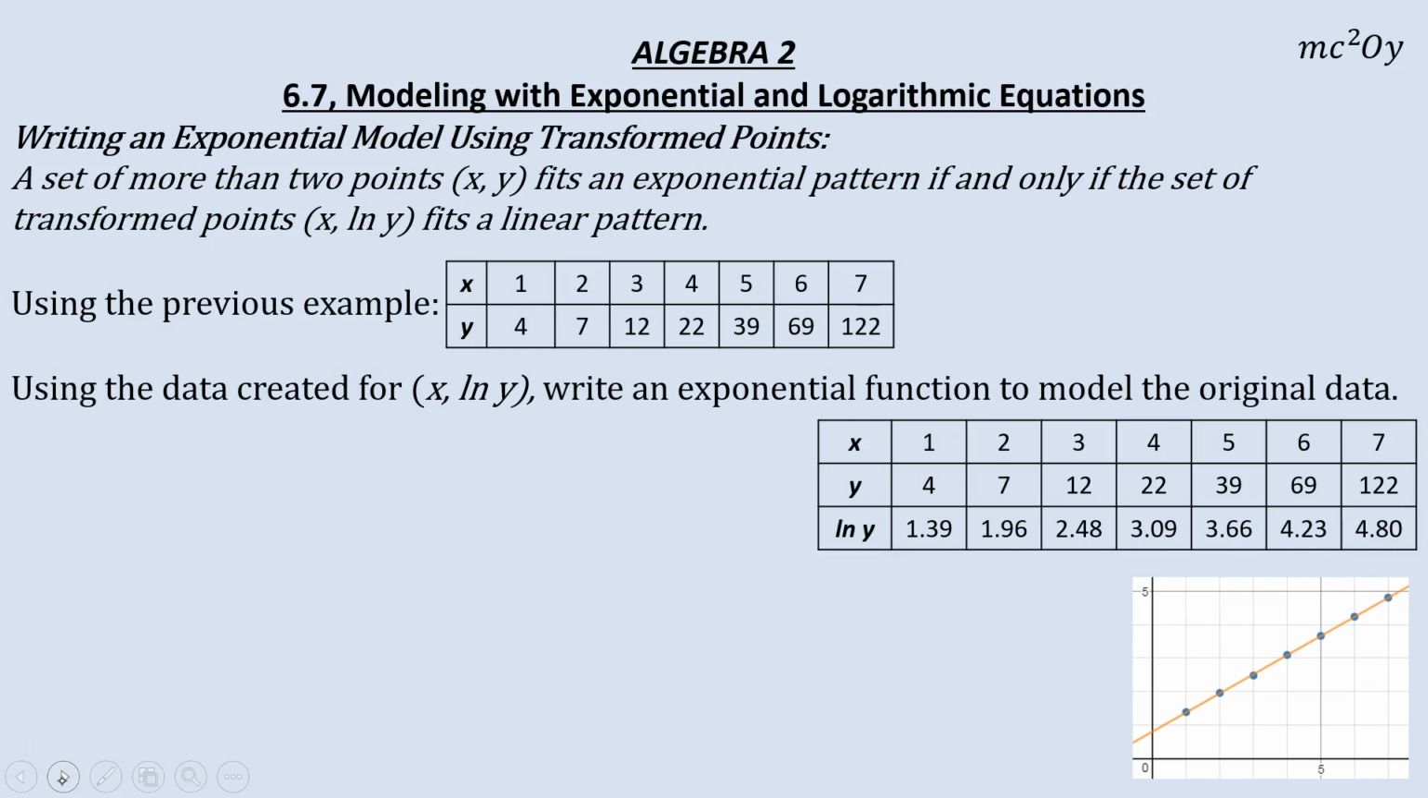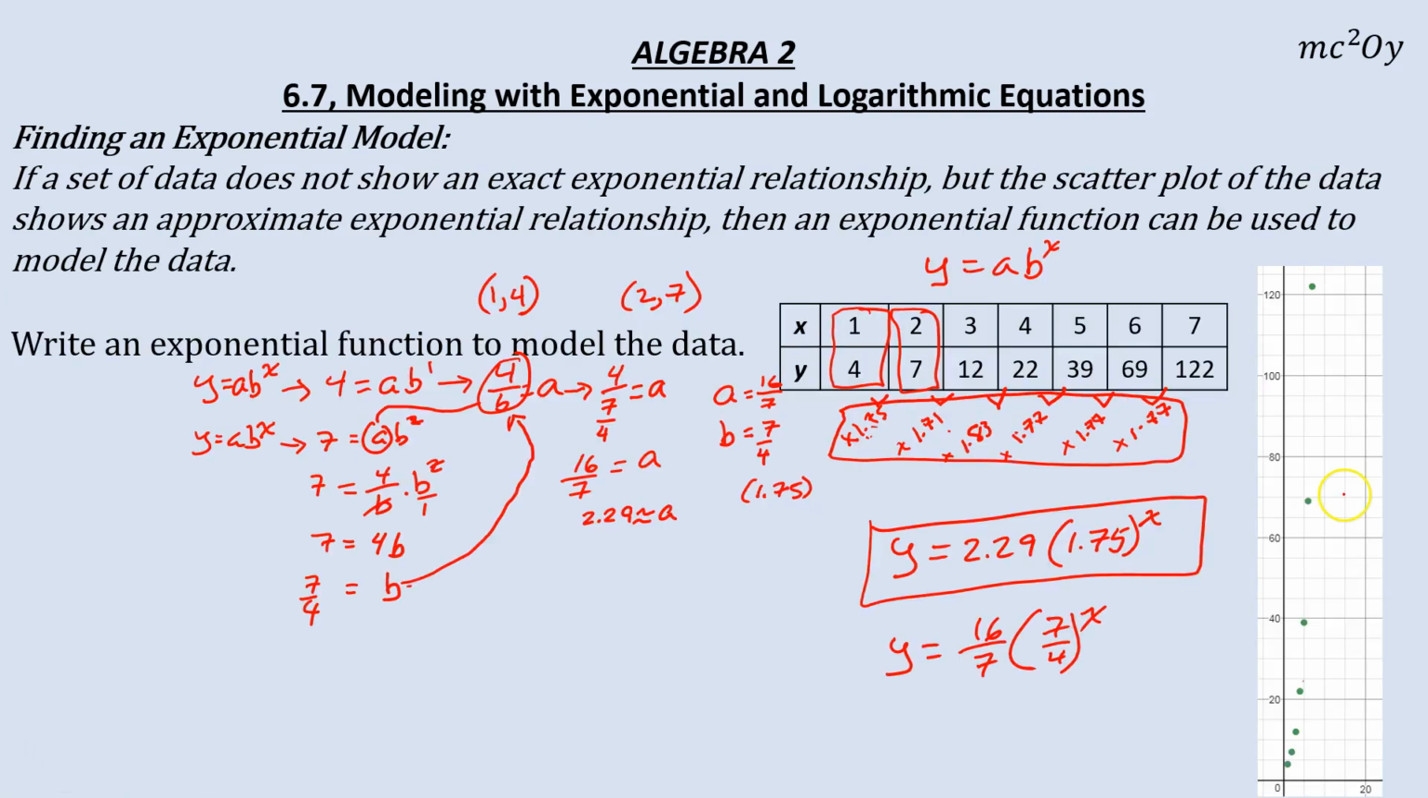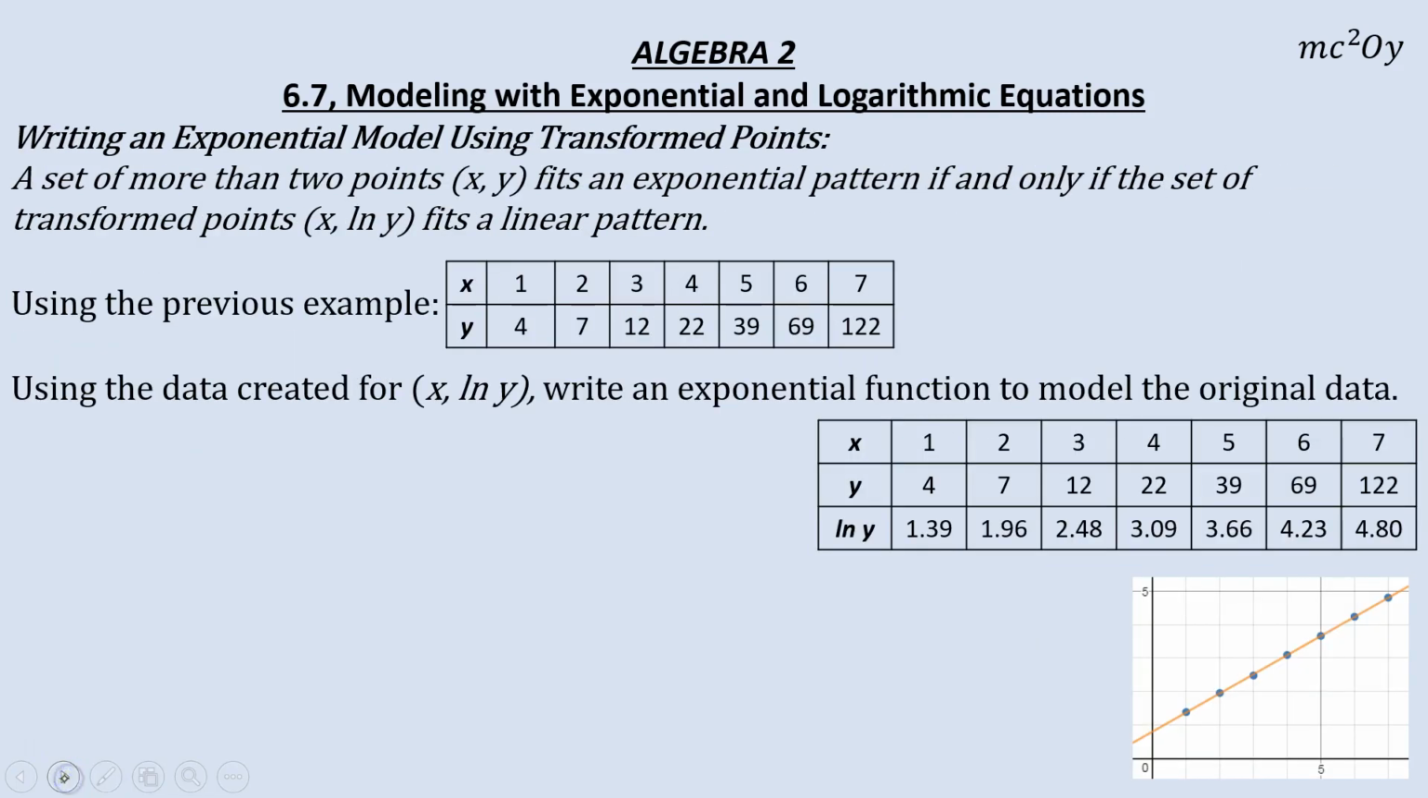Now, I'm not going to go through the whole math behind this, but if you have a set of points x, y, and we know that it fits an exponential pattern like this one did, using the same points, in our previous example, we had these. The transform point takes x and the natural log of y. And if that's a linear pattern, then an exponential model is a good representation. And you can figure out your B term better by using the equation of this line.